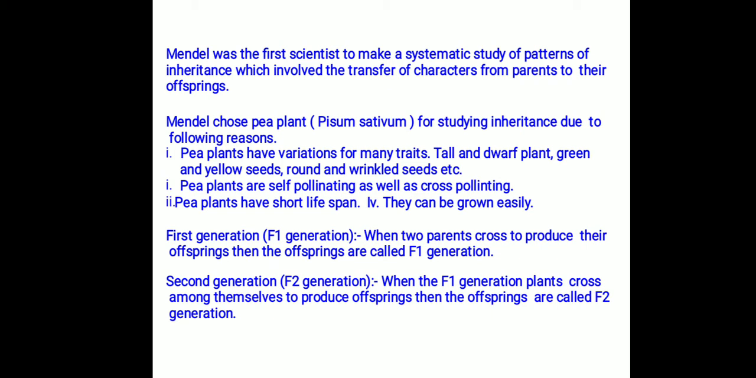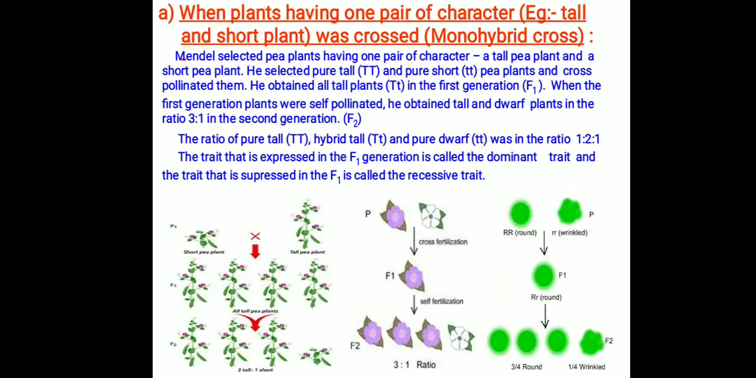Now again two definitions come, they are important. First filial generation, that is F1 generation, and second filial generation, F2 generation. So let us discuss F1 generation first. When two parents cross to produce offspring, then the offspring are called F1 generation. When the F1 generation plants cross among themselves to produce offspring, then they are known as F2 generation.